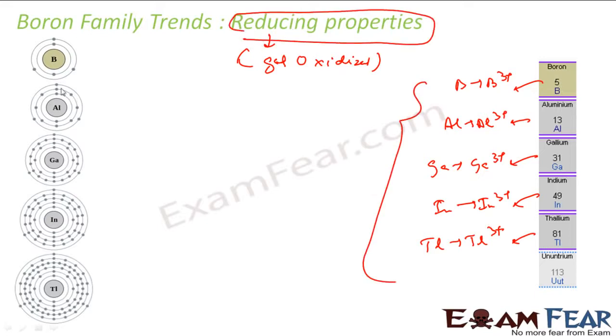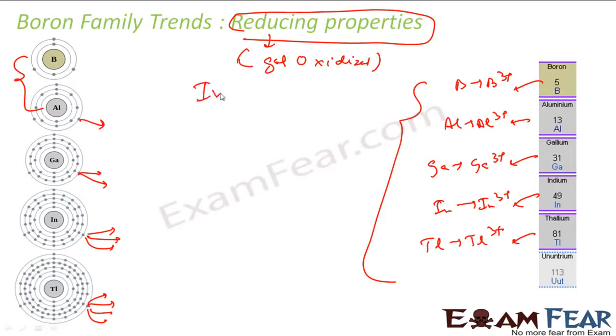Typically, as we go down the group, as we have seen, the metallic character is increasing, so the reducing property should increase, correct? As we go down the group, the tendency for the metallic property is increasing, so going by that logic it should increase all the more. But there is a catch here actually. If you compare boron and aluminium, yes, true. But if you compare aluminium, gallium, indium and thallium, it goes the other way around.